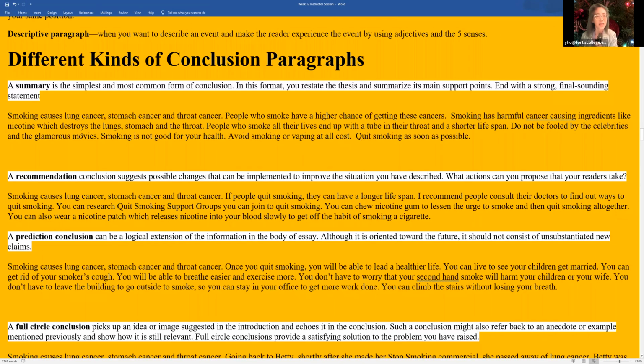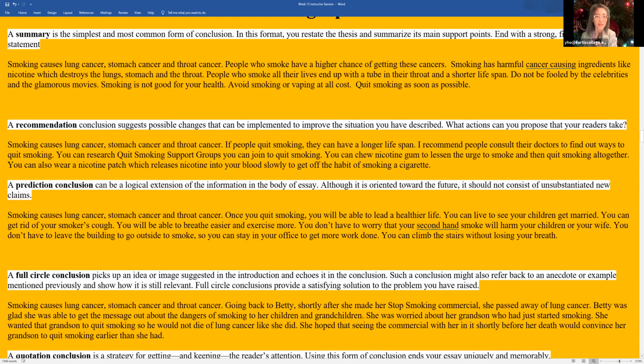And a recommendation, which is sort of what I did in the last part of my summary. A recommendation conclusion suggests possible changes that can be implemented to improve the situation you have described. What actions can you propose to improve the situation? And so here, smoking causes lung cancer, stomach cancer, and throat cancer. If people quit smoking, they can have a longer lifespan. I recommend people consult their doctors to find out ways to quit smoking.